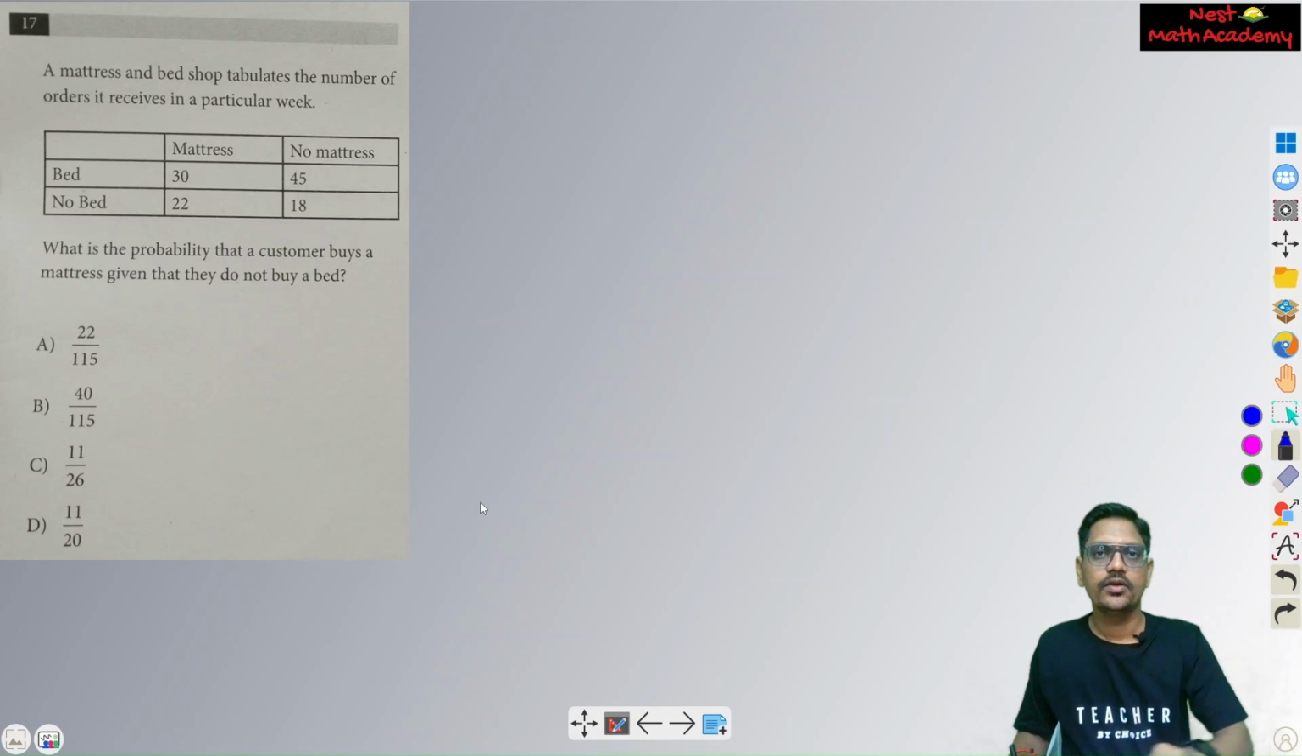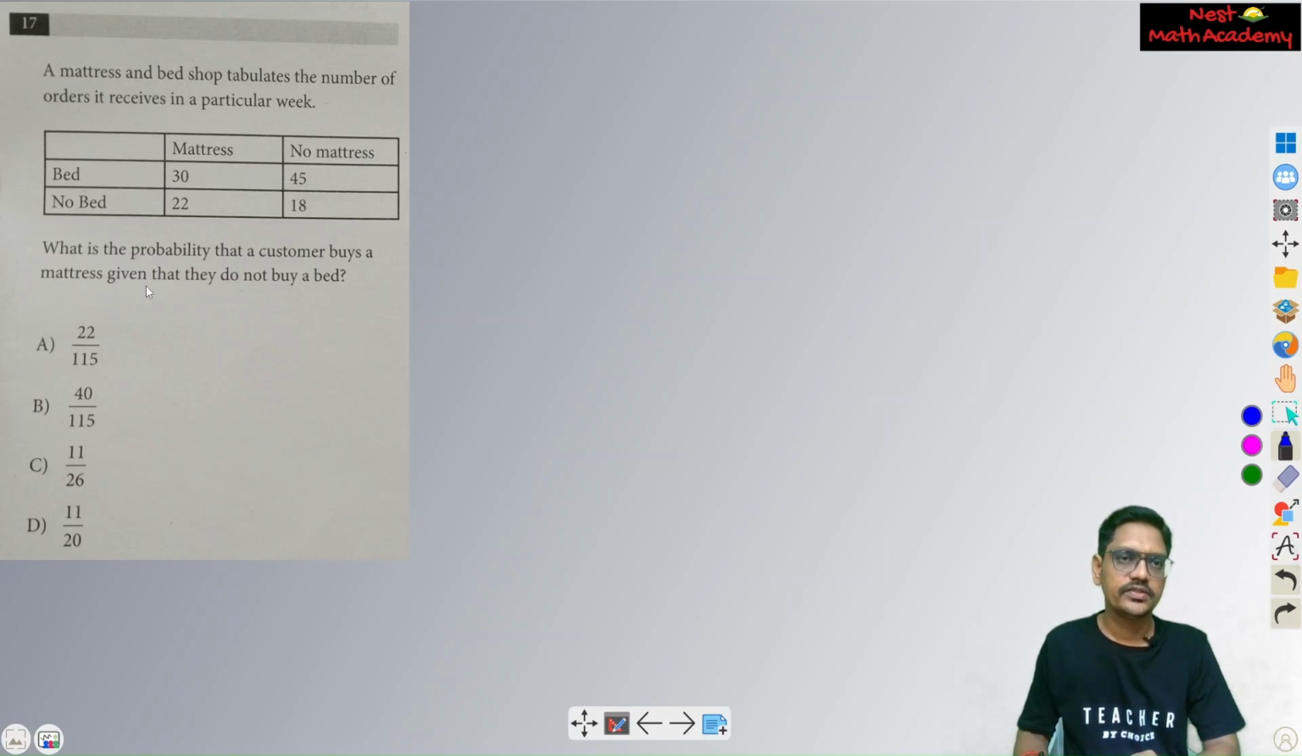Okay. Question number 17. A mattress and bed shop tabulates the number of orders it receives in a particular week. So this is the table. What is the probability that a customer buys a mattress given that they do not buy the bed?